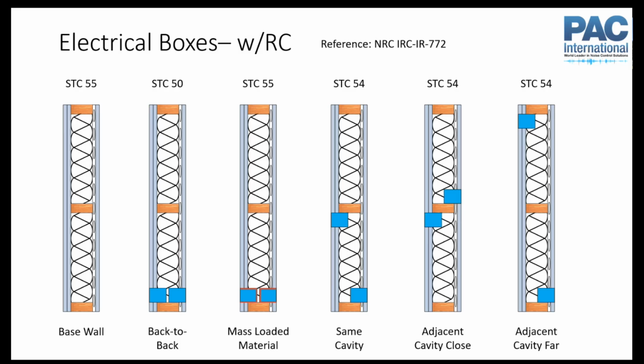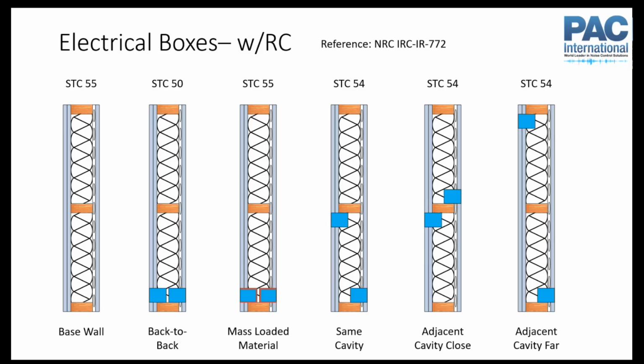In this case, this comes from NRC, the National Research Council of Canada, Canada's government acoustics test lab. It has done a whole bunch of acoustics research looking into details like this over the years. So here we have a 2x4 wood stud wall with resilient channel, a couple layers of drywall on one side, 1 layer on the other side. This wall starts out as an STC 55. If you put in back-to-back electrical boxes, the rating goes down to STC 50.